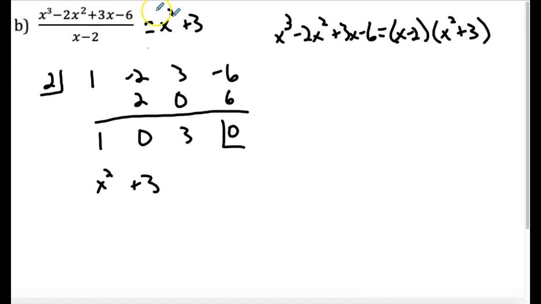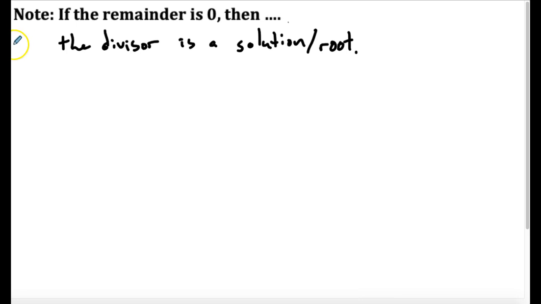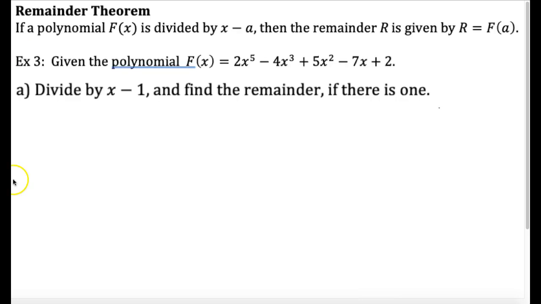That means that this graph, if I were to graph x cubed minus 2x squared plus 3x minus 6, my graph would cross the x-axis at 2. Okay, it is a 0, it's a root, it's a solution. Right? So we're going to use that idea a lot more in the next section. For now, we're going to take a look at actually another way to figure out if we have a solution, if a factor is a solution.